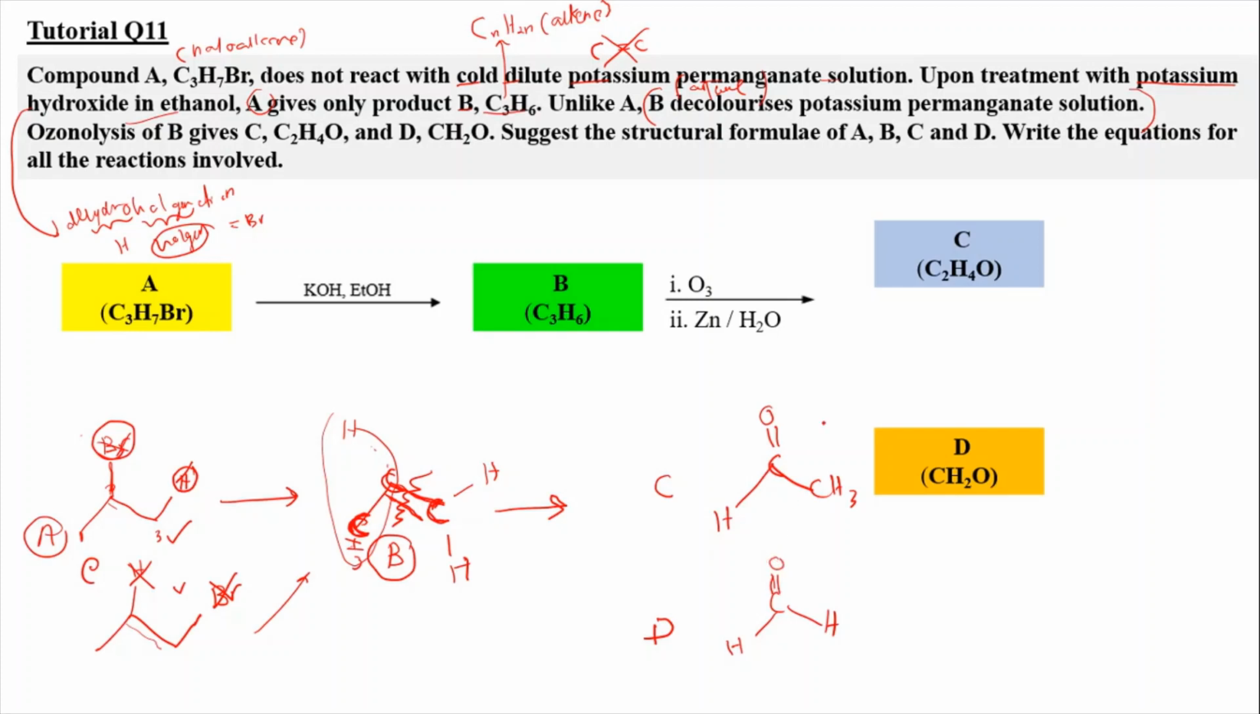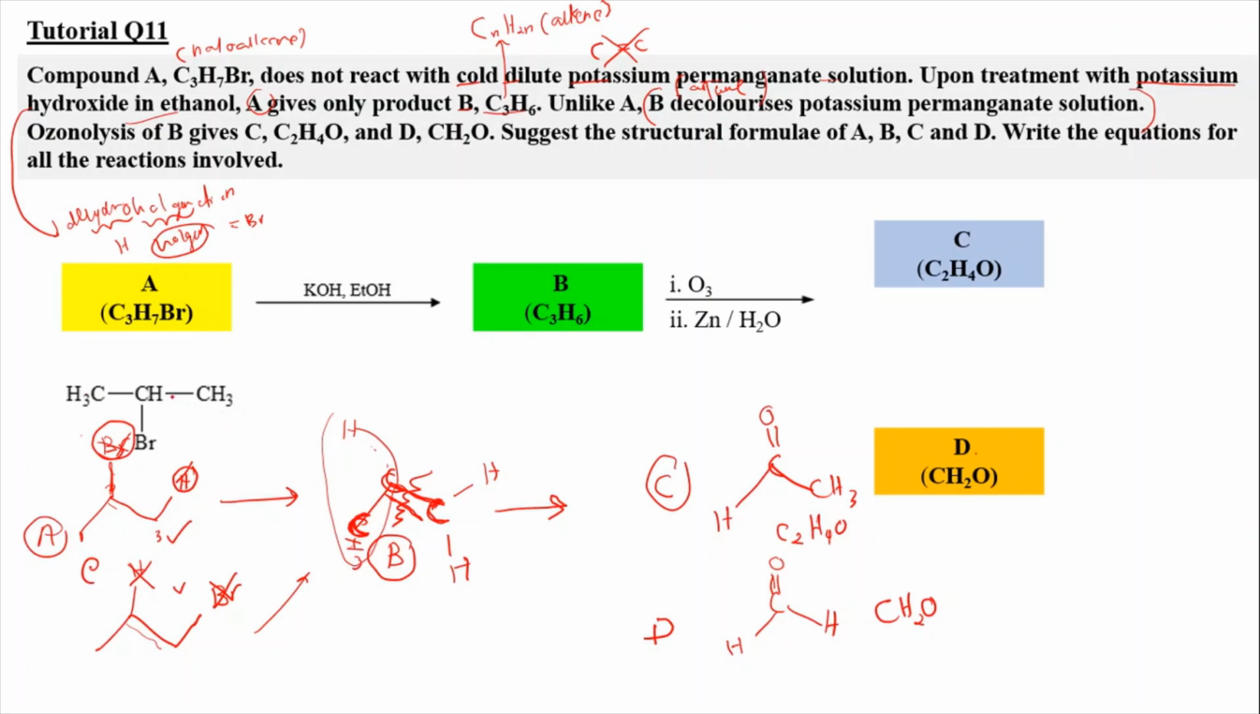Okay, so this is going to produce compound C, which has a formula of C2H4O, and then compound D will produce a methanal, which has the formula CH2O. Okay, so if we were to draw it nicely, we will get our A, where you can also do it in terms of the expanded structure.